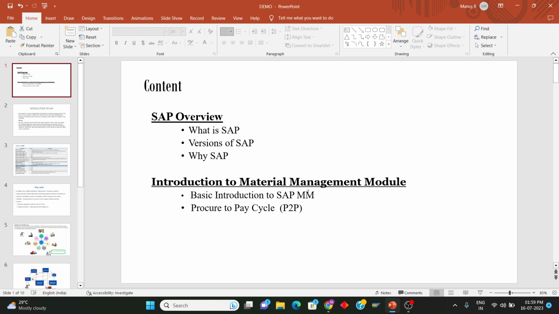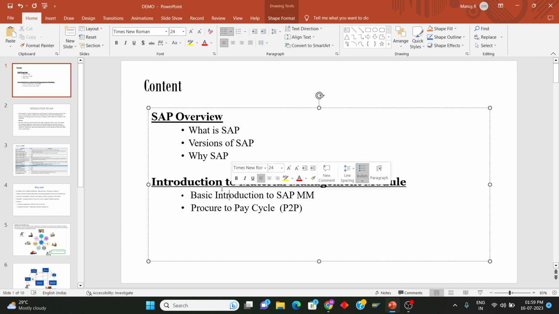Today I am going to start a topic about SAP Material Management, and I am going to share why SAP is required, the versions of SAP, and what is SAP. In this topic, I will give an introduction to the Material Management module, including a basic introduction to SAP and the procure to pay cycle business scenario.